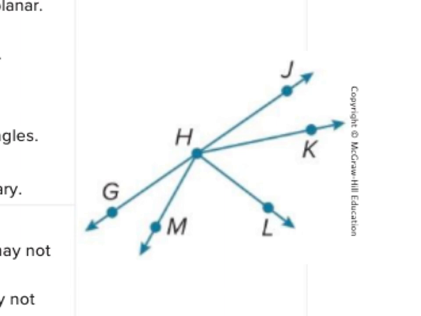I can assume that right here, that's a straight line. So I know that we could have a linear pair.